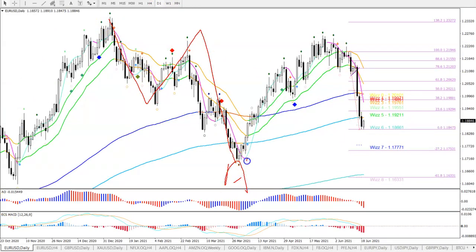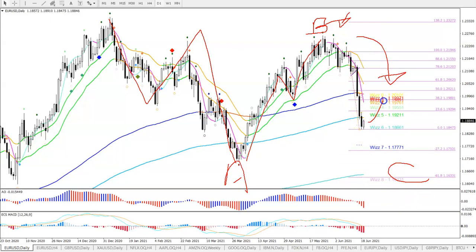ABC for A, ABC for B. And we called the reversal up in here already. And the fact that price was probably going to make a bearish swing. And that has happened indeed. And we're getting probably this red wave C.